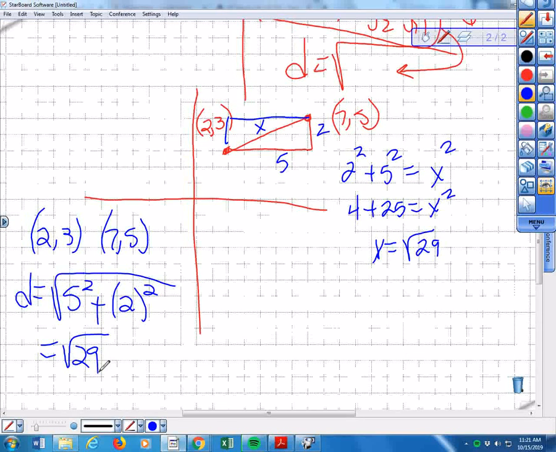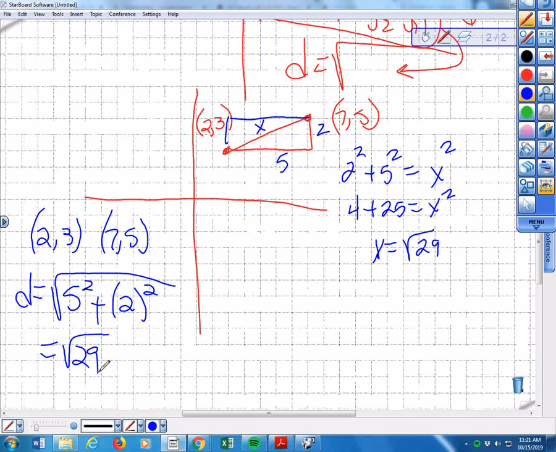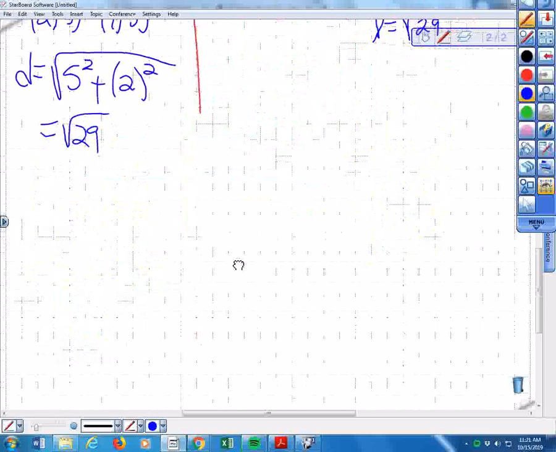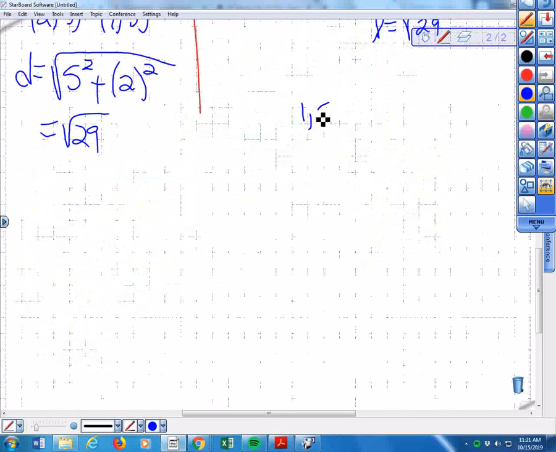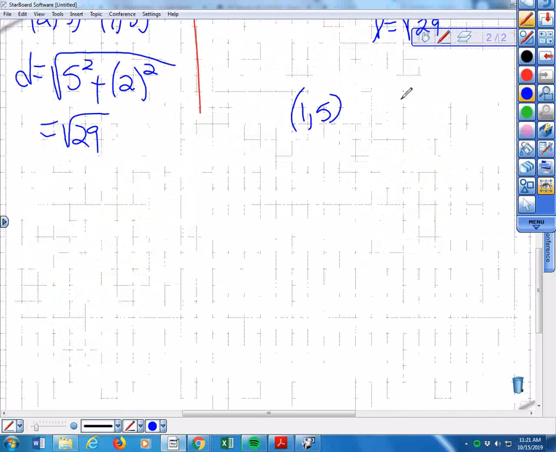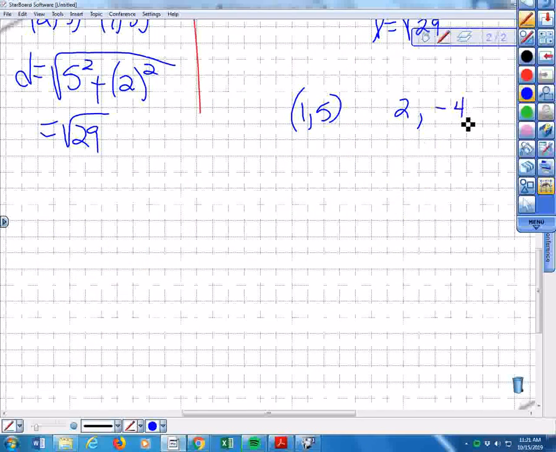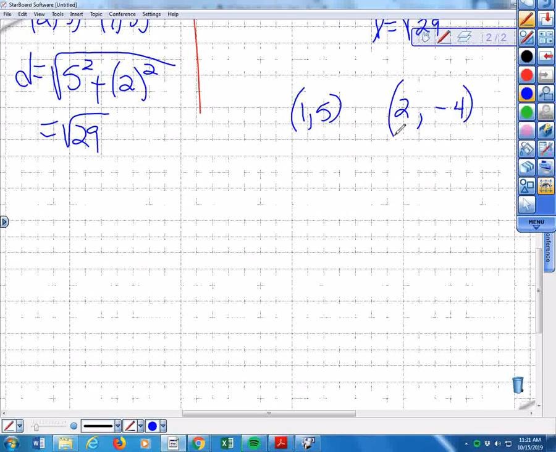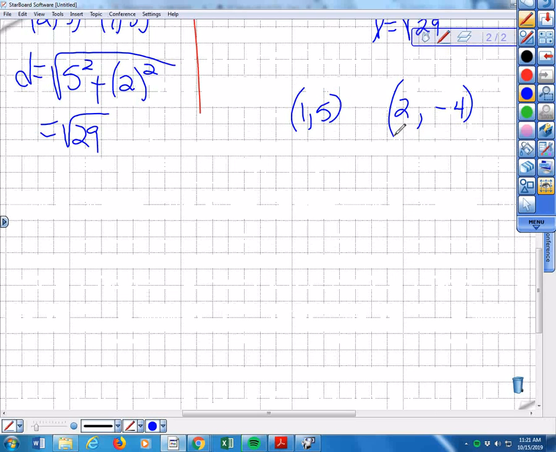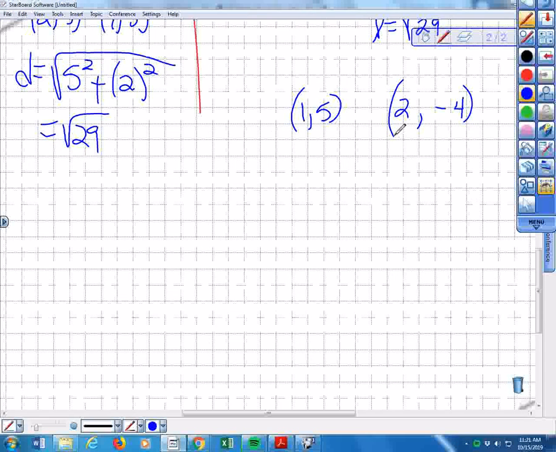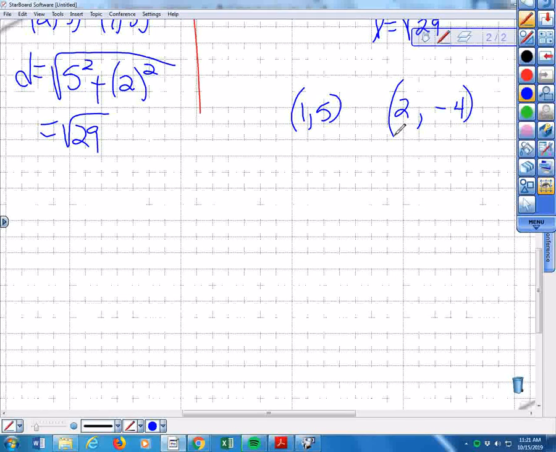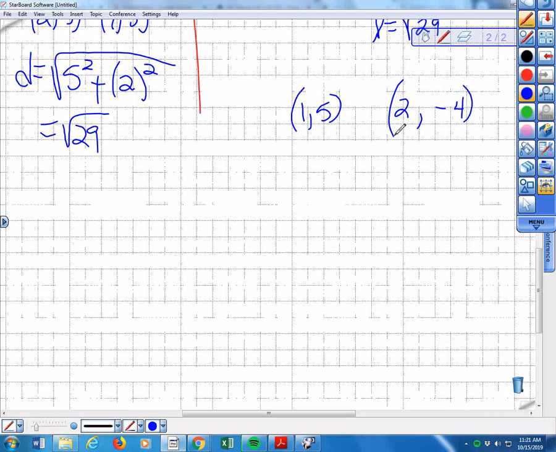Give us another. One more? Let's have some fun. I'm doing one more. Okay, this time I'll just give you 2 points. I can't draw straight lines. I'll just give you the points. You can choose. Do you want to put them on a grid and draw your triangle, or do you want to just use the formula? It's up to you.